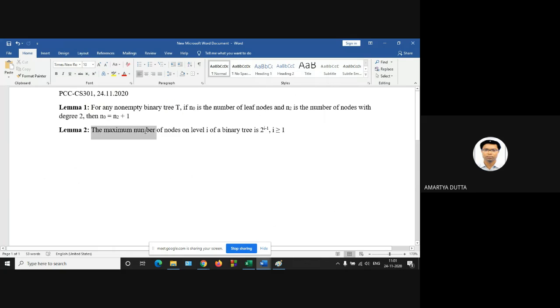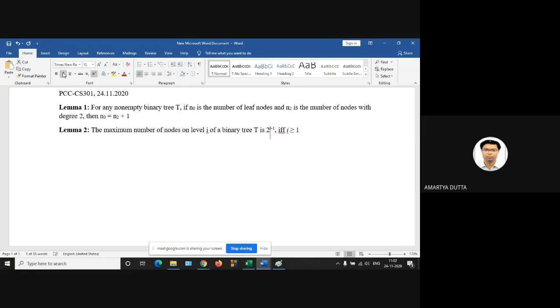The lemma is: maximum number of nodes on level I in a binary tree, let capital T, is 2 to the power I minus 1. This is valid only if and only if I is greater than or equal to 1.